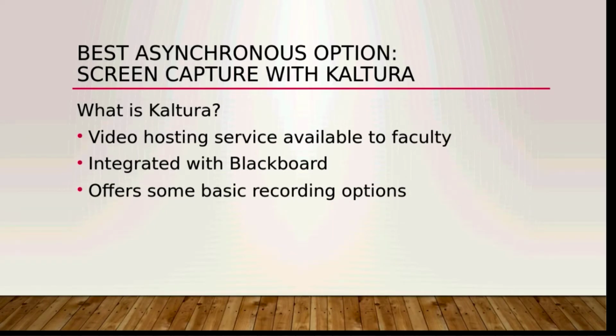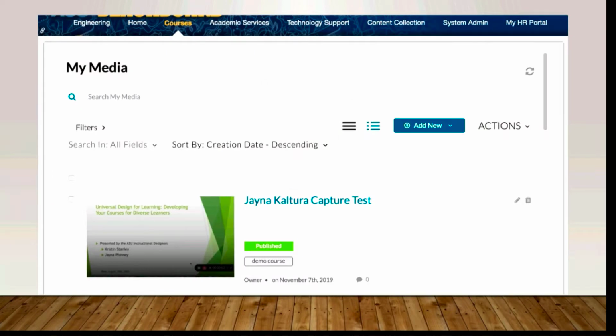So here's a screenshot of what the My Media page looks like within Blackboard. If you were going to create a new recording, you'd go right over there where it says Add New, click on that, and you'd get a drop down to do the screen capture option. So that's how that works.